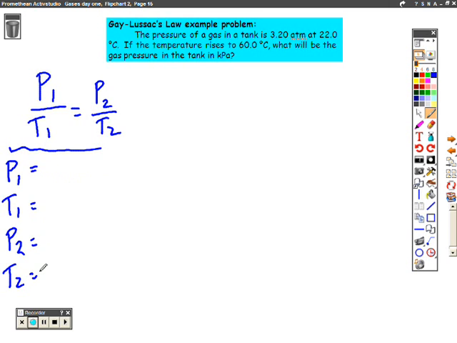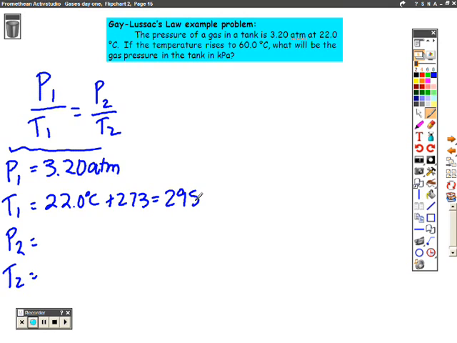The original pressure is at 3.2 atm. The original temperature is at 22 degrees Celsius. But you can't have any gas problems in Celsius. So I'm going to convert this to Kelvin. 22 plus 273 is going to give me my temperature in Kelvin, which is 295 Kelvin.